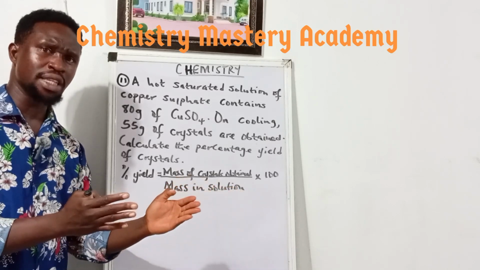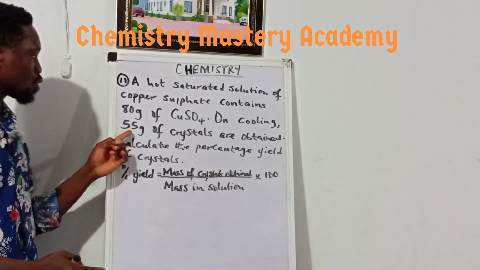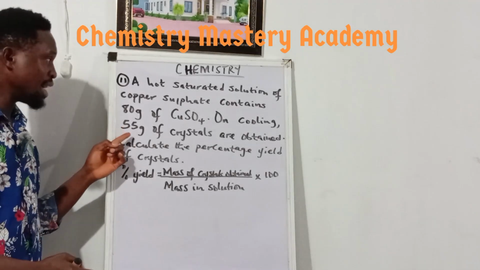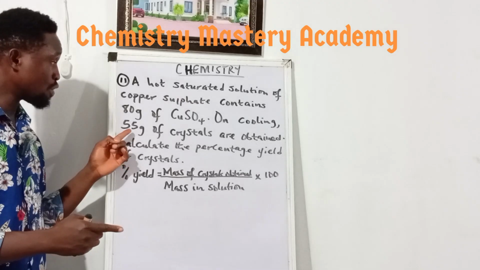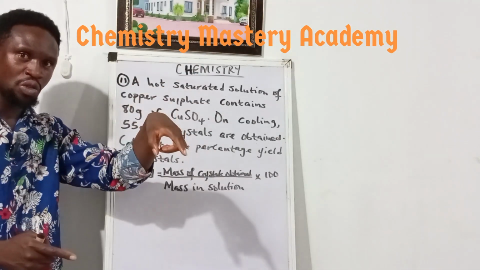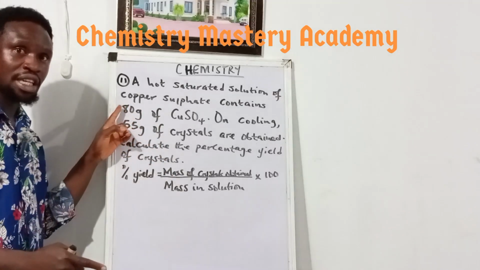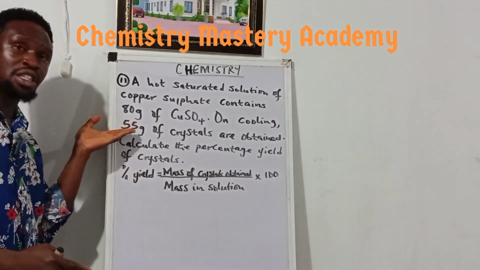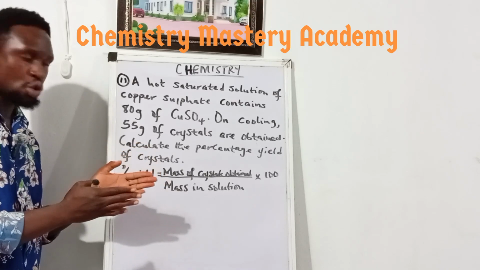And by the time we measure that copper sulphate that separated out, we saw that it was 55 grams. Now remember, that copper sulphate, which are crystals, which is 55 grams, came from the main solution. And the mass of the main solution is 80 grams. So now they're asking us, what is the percentage of the crystals that separated out after cooling the solution.